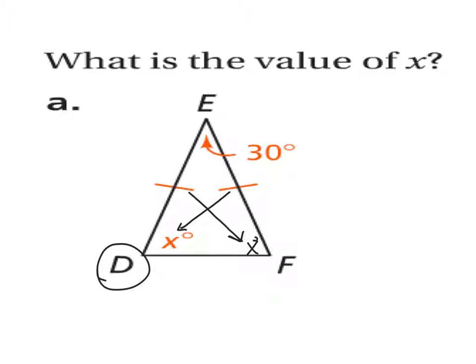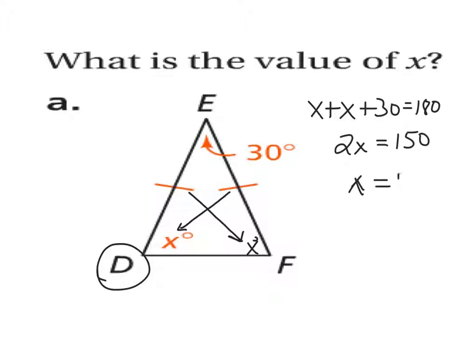Those two have to be the same, which means I can now add all three angles up and set it equal to 180, because all three angles of a triangle have to be 180. So this is going to be 2x, and I'm going to subtract 30, which is going to be 150, and then I'm going to divide it by 2, so that's going to be 75 degrees. So each one of these angles, angle D and angle F, is 75 degrees.